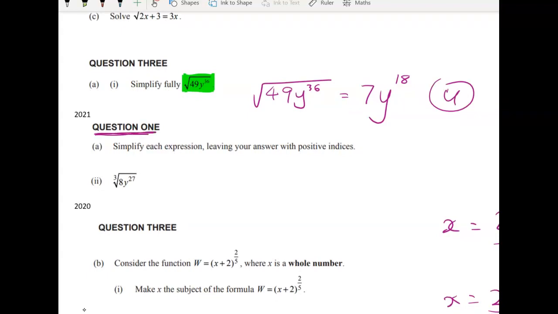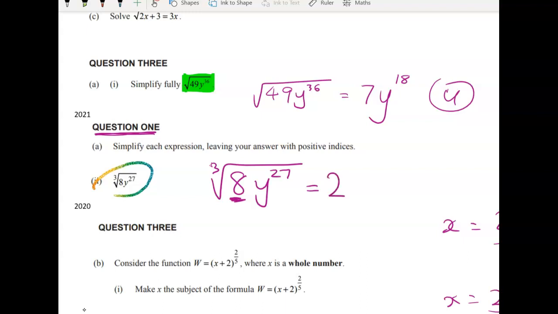Right, next up, 2021, question 1a. This one here had a simplifying thing. I left out the other one because it didn't have any fractional powers. Let's have a look. So when we've got the cube root of 8y to the 27, we can do this in a few different ways. For me, when I look at the little 3 here in the 8, I straight away think that the cube root of 8 is 2.